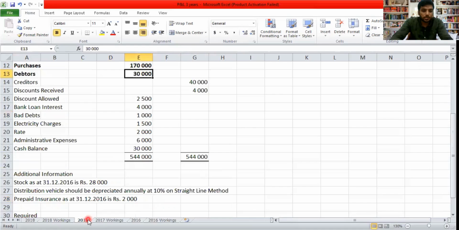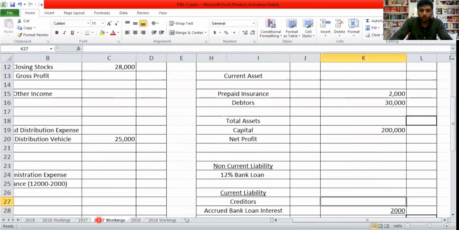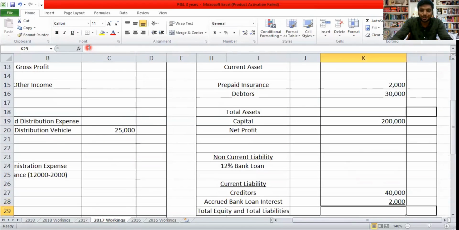I'm moving on to the next part. You have creditors 40,000. So I'm going to record creditors 40,000. So I'm done with creditors 40,000. Right. Always have a comma, guys. I'm always informing you, but I'm not recording.